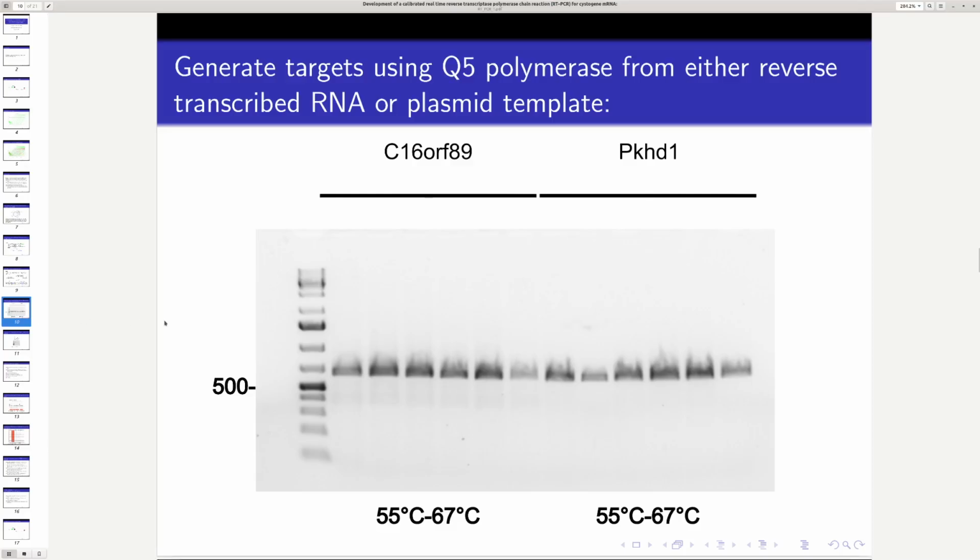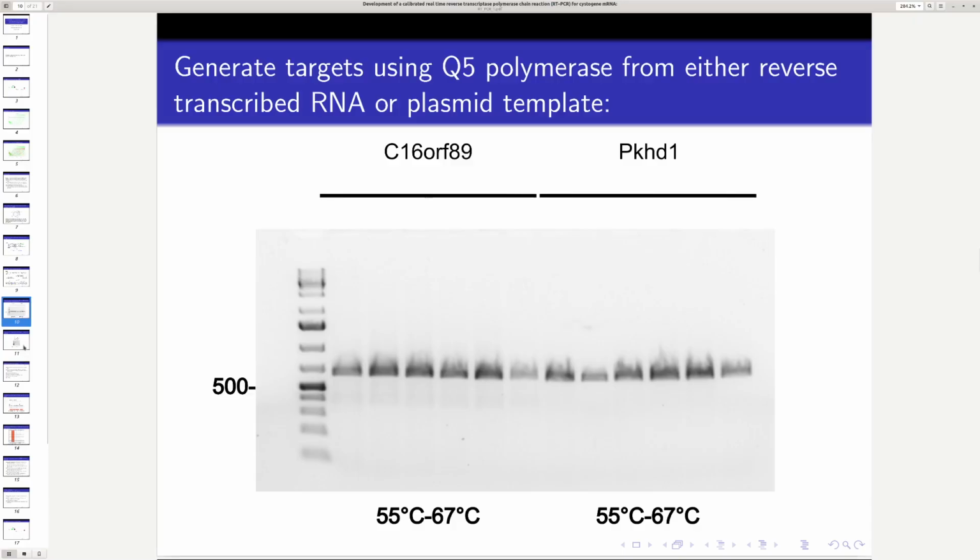And so this is how we made the PCR product. We use Q5 polymerase from NEB. It hardly ever makes mistakes. And we use either reverse transcribed RNA or plasmid template. And here you can see we've made a template that's about 550 base pairs long. And this PCR was very robust. It worked between 55 and 67 degrees, just from a reverse transcribed RNA.